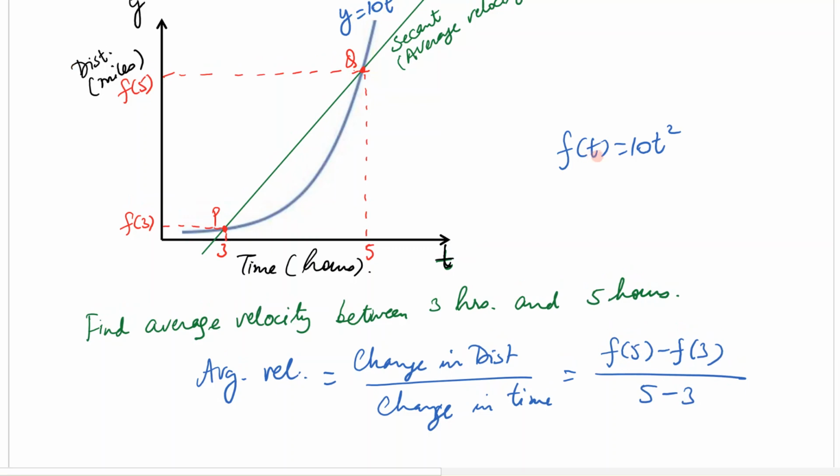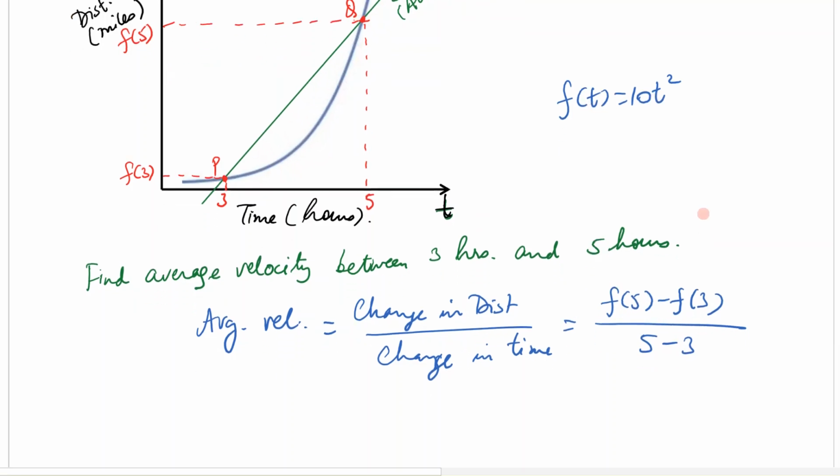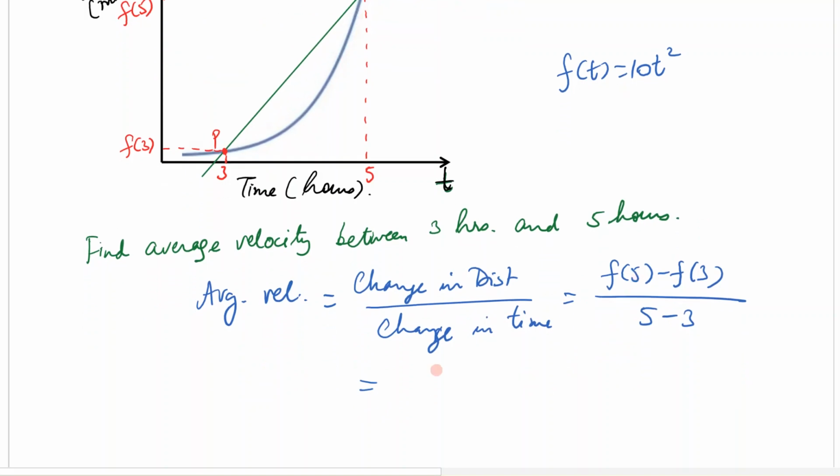Since f(t) is equal to 10t squared, wherever you have t, you replace it. f(5) would be 10 times 5 squared, f(3) will be 10 times 3 squared, over 5 minus 3, which is 2. So we get 80 miles per hour. This is the average velocity between 3 and 5 hours time.